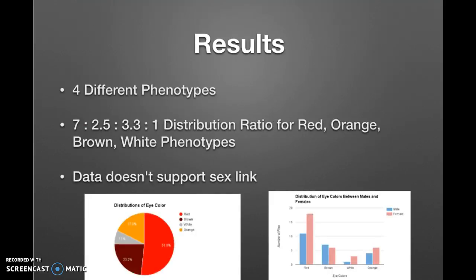For my results, I had 4 different phenotypes separated into a 7 to 2.5 to 3.3 to 1 distribution ratio for red, orange, brown, and white phenotypes. And my data did not support a sex link because there was a fairly equal number of sex distribution for each eye type.